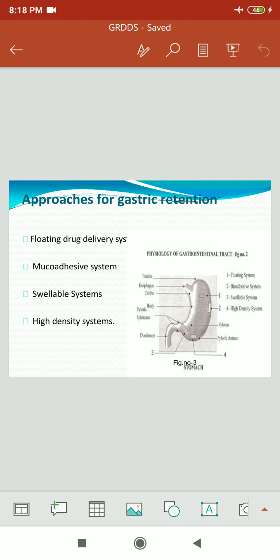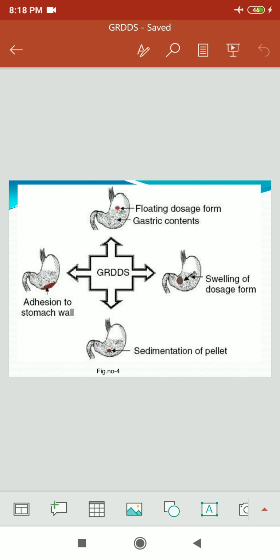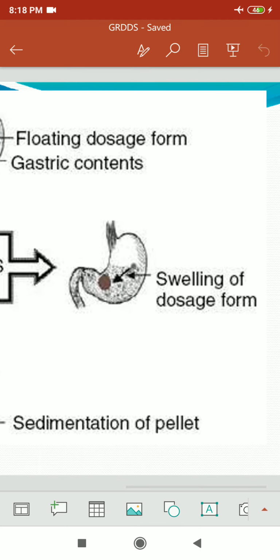Approaches: some methods are developed to get the gastroretention. The first ones are floating delivery, mucoadhesive, swellable, and high density. Floating device: floats on the gastric content. Swelling device: here, this is the pyloric.